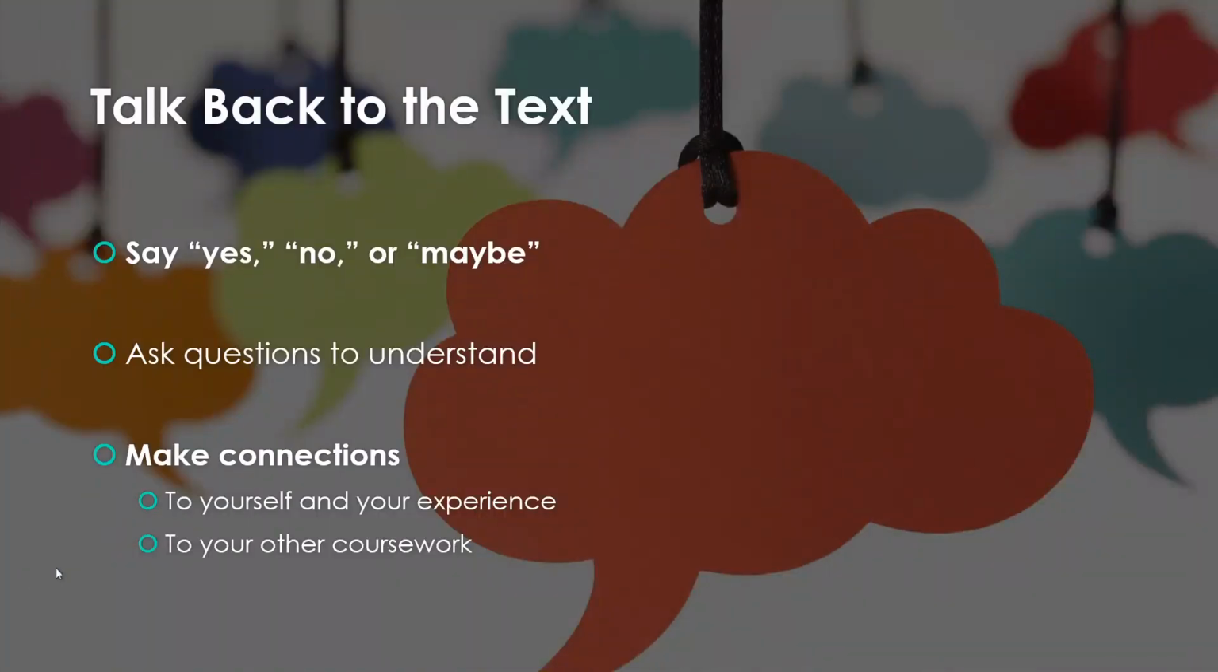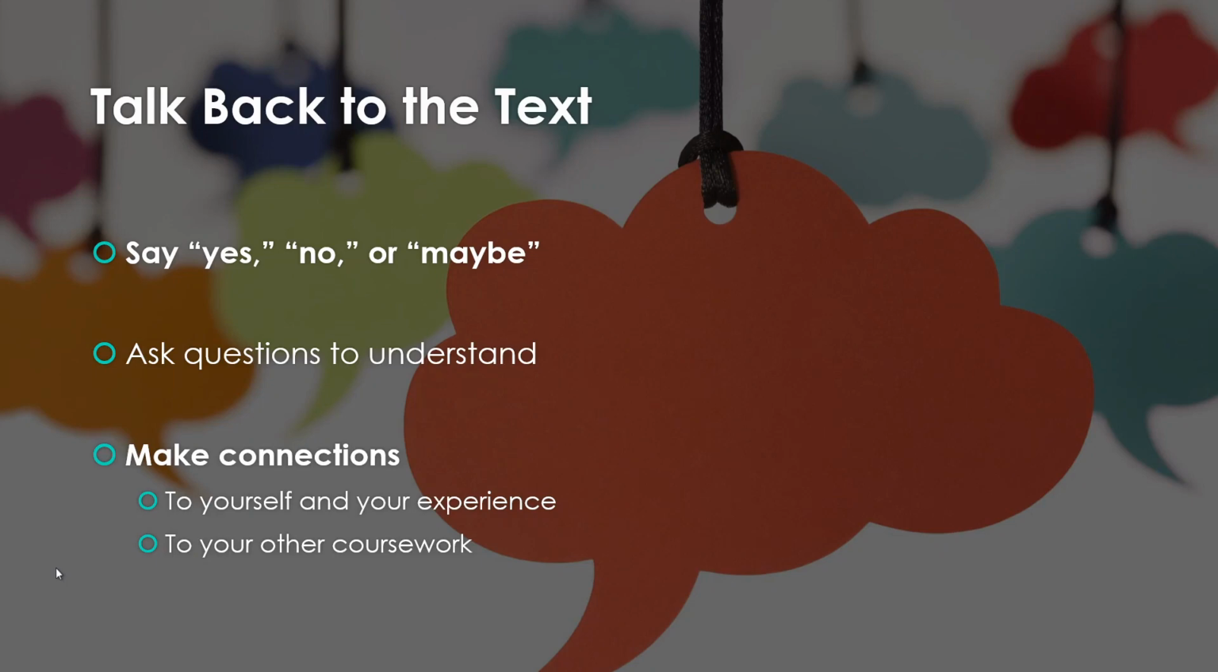The last and perhaps most important task related to annotation while you're reading is to talk back to the text. This step can mean many different things, but generally it refers to your contributions to the read, the notes you make in response to what you're learning. Specifically, there are 3 ways you can do this: saying yes, no, or maybe, asking questions, and making connections to your life and to your other coursework.